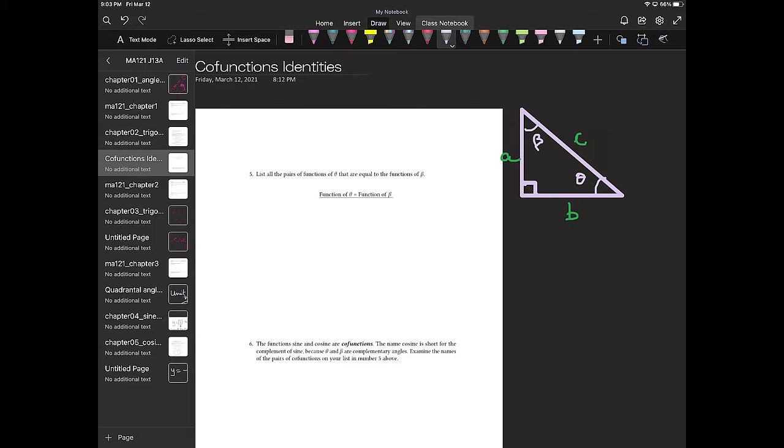We have that the sum of the inner angles of a triangle is equal to 180 degrees. So theta plus beta plus 90 degrees is equal to 180 degrees. If we subtract 90 degrees from both sides of this equation, the sum of theta and beta is equal to 90 degrees. Two angles whose sum is equal to 90 degrees are called complementary angles. In this case, theta and beta are complementary angles.